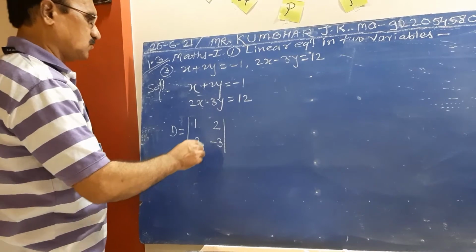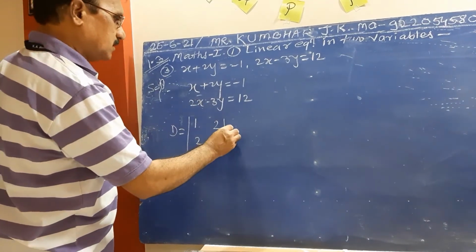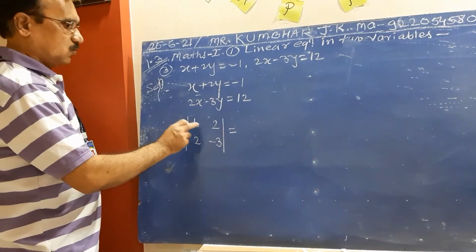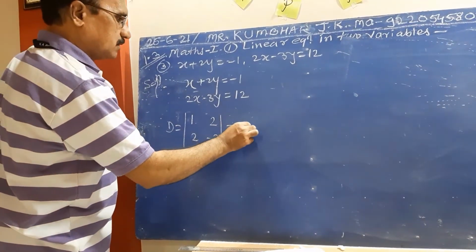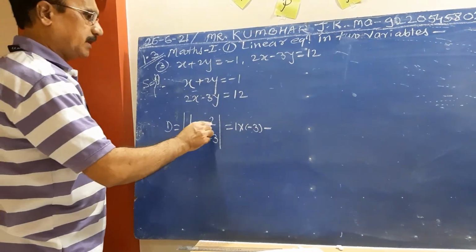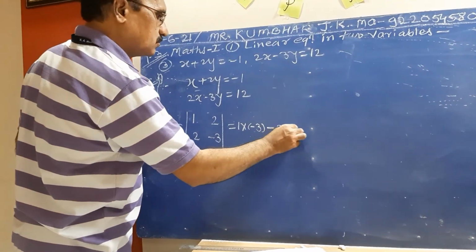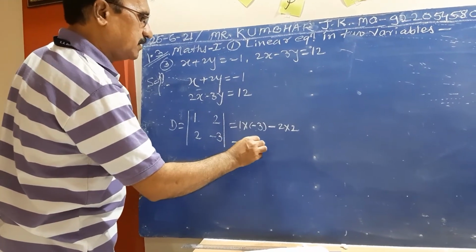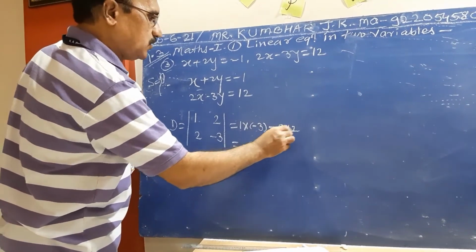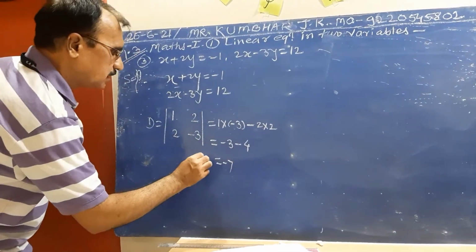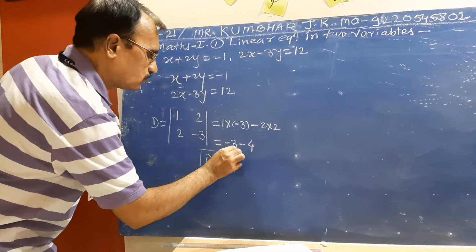Write the coefficients with sign. D is equal to 1 into minus 3 minus 2 into 2, which is 1 into minus 3 is minus 3, minus 2 into 2 is 4, equal to minus 7. This is the value of D.